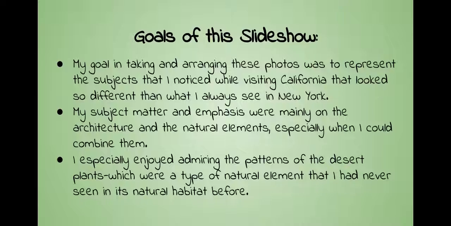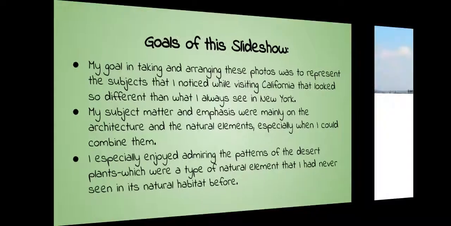My goal in taking and arranging these photos was to represent the subjects that I noticed while visiting California that looked so different than what I always see on a typical day in New York. My subject matter and emphasis were mainly on the architecture, the buildings, and the natural elements, especially when I could combine them. I especially enjoyed admiring the patterns of the desert plants, which were a type of natural element that I had actually never seen in their natural habitat before, only maybe in a store, not living in nature. So I just wanted to share that too.